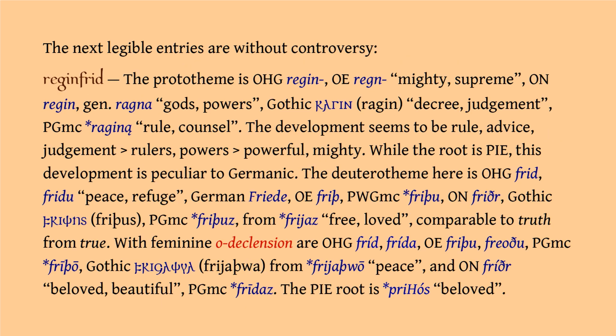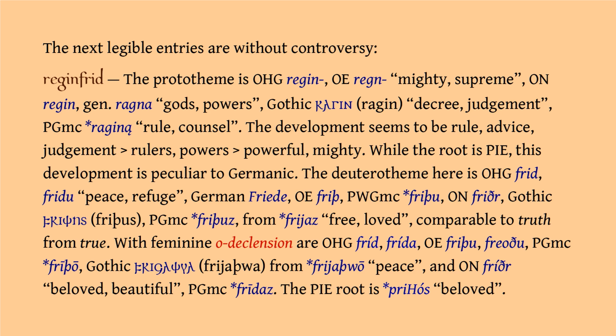The next legible entries are without controversy. Regenfrid. The prototheme is Old High German Regen, Old English Rein, mighty, supreme, Old Norse Regen, genitive Ragna, gods, powers, Gothic Ragen, decree, judgment, Proto-Germanic Ragnar, rule, counsel. The development seems to be rule, advice, judgment, to rulers, powers, to powerful, mighty. While the root is Proto-Indo-European, this development is peculiar to Germanic.